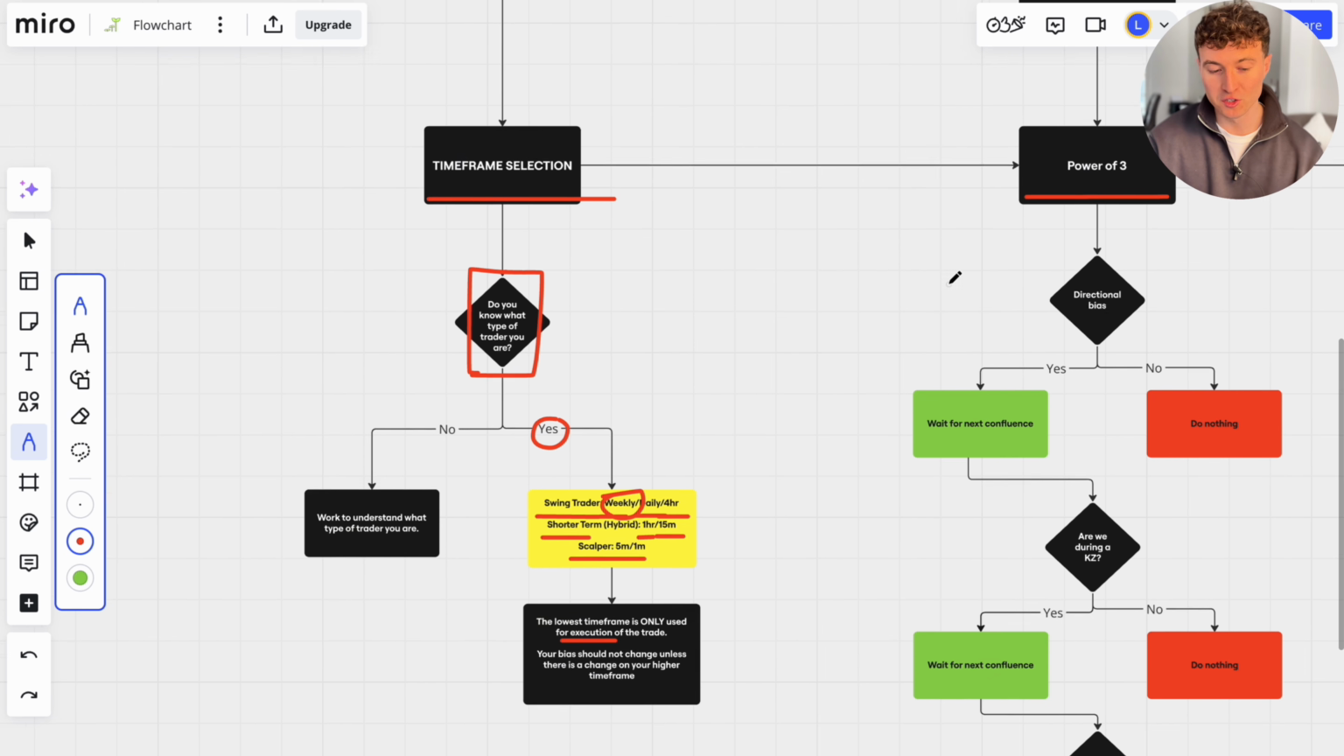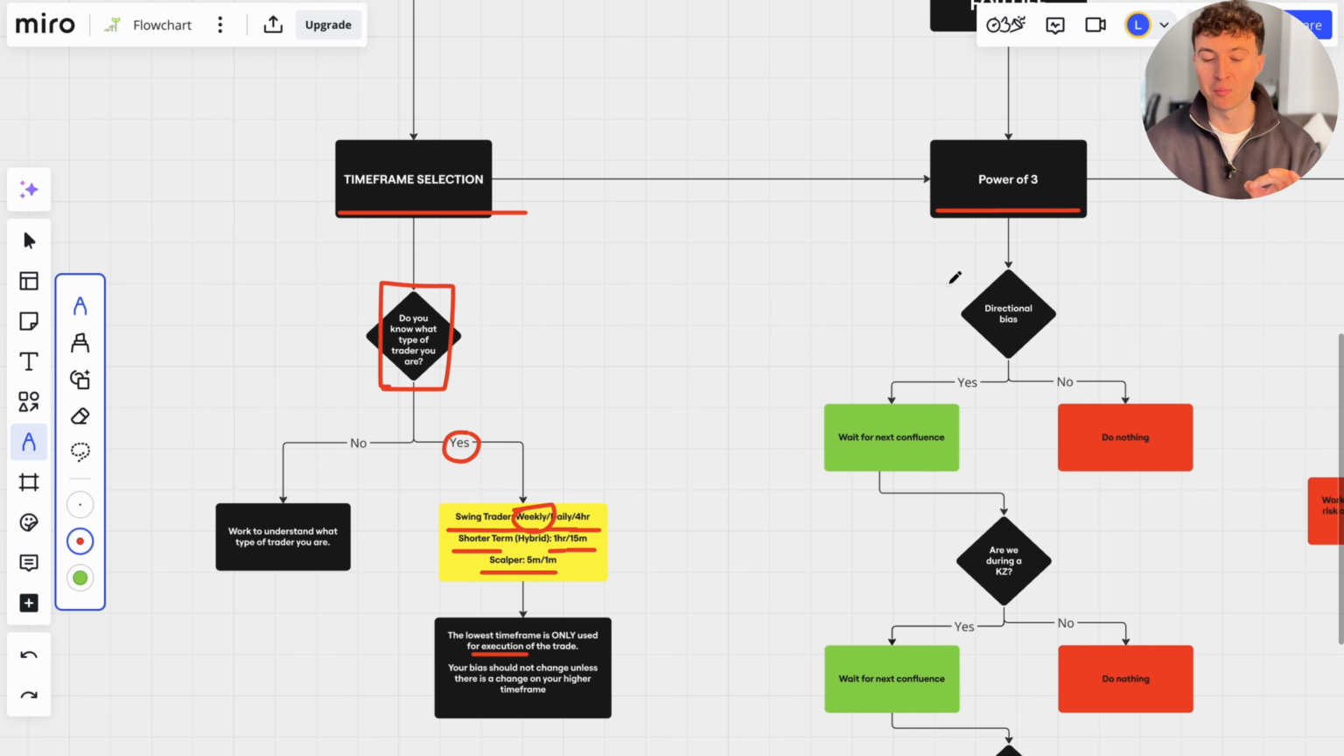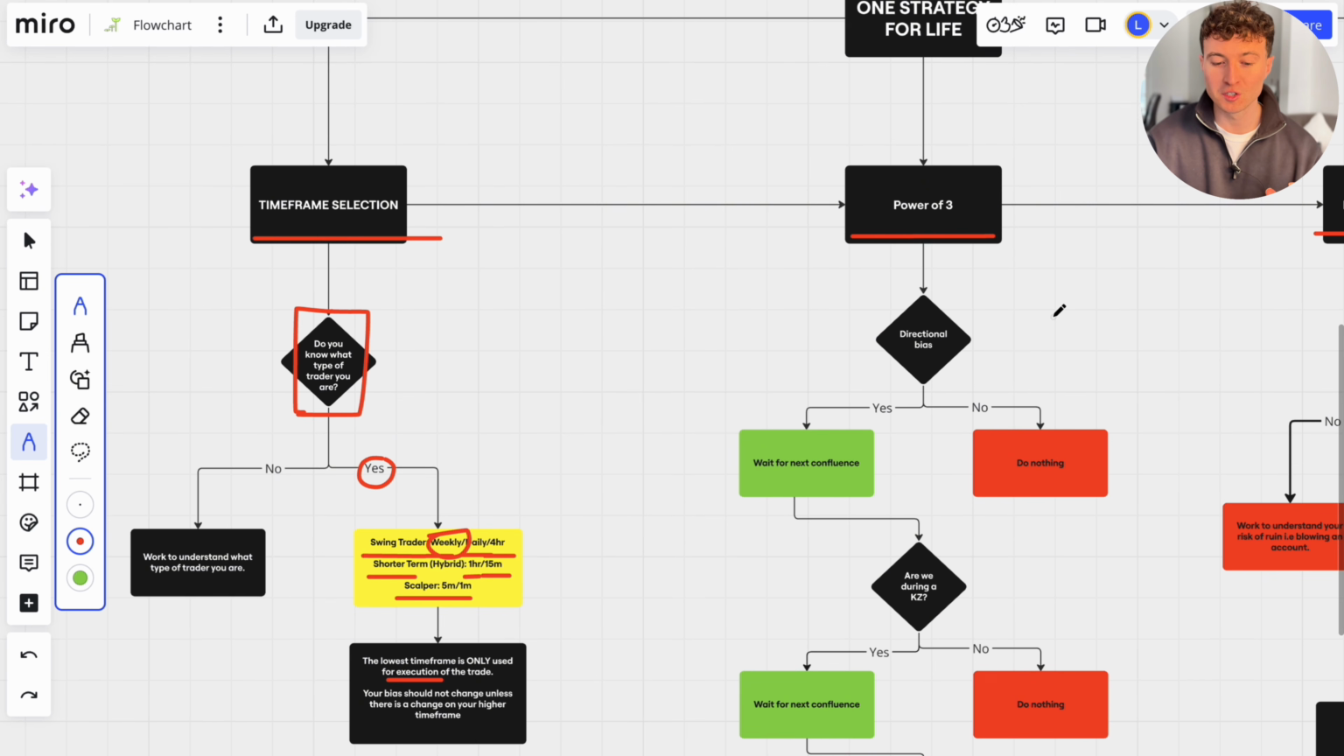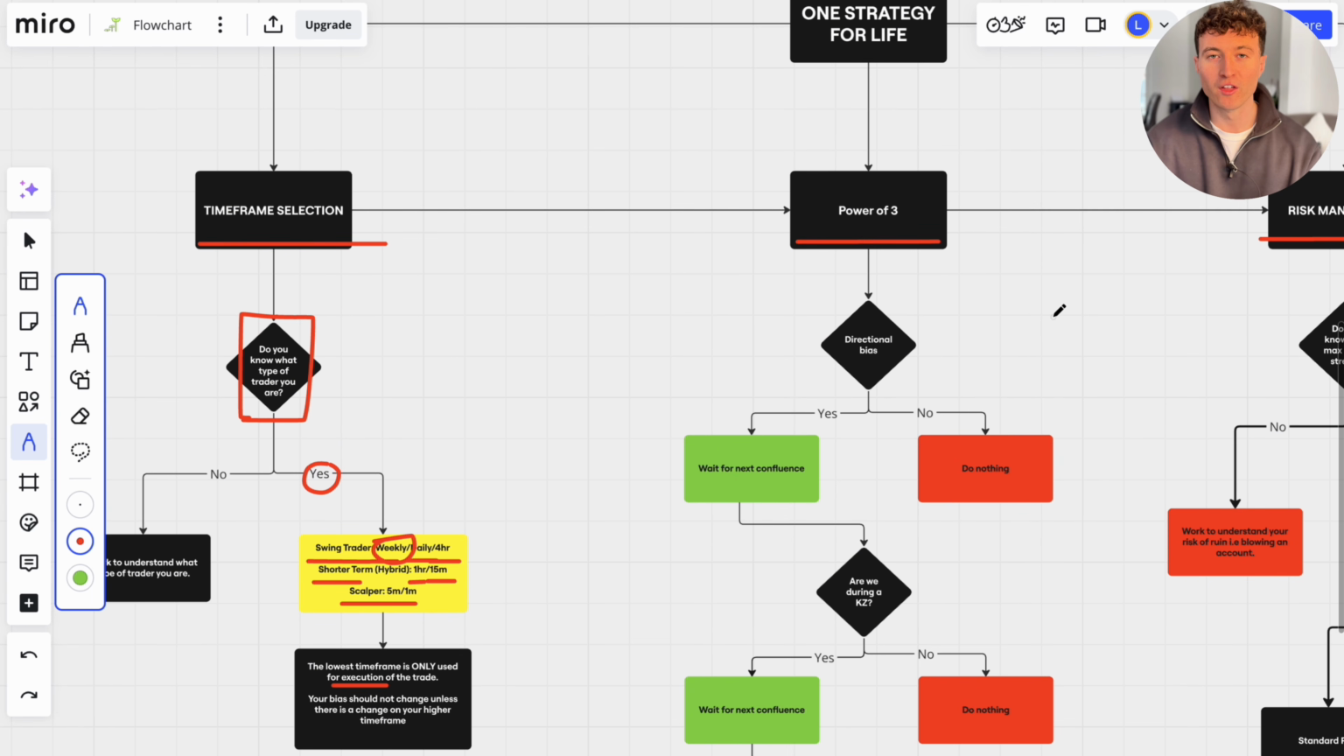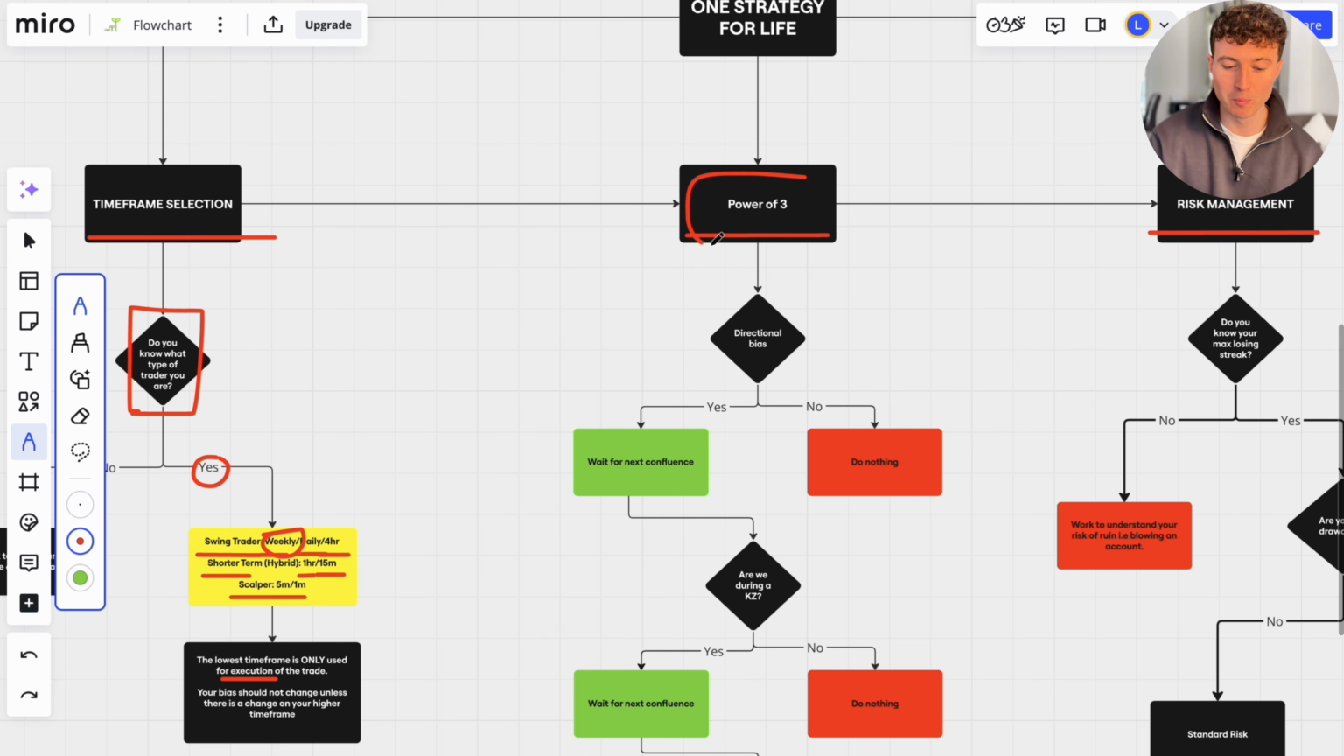This then moves us to step number 2, which is the power of 3. And step number 1 was incredible. However, if you do not understand the framework of step number 2, there is no way that you could ever become profitable within the markets. And step number 2 is the power of 3.